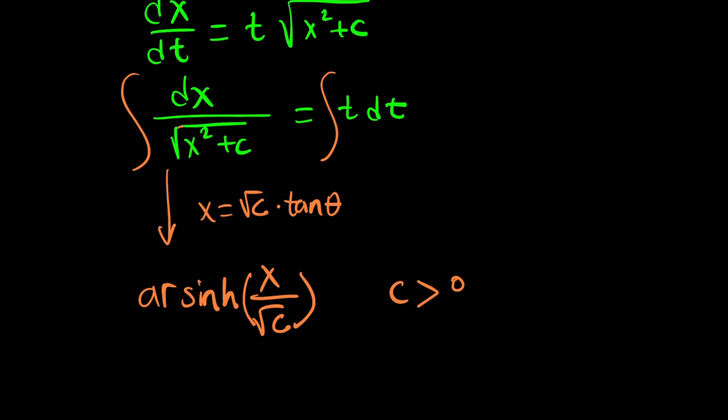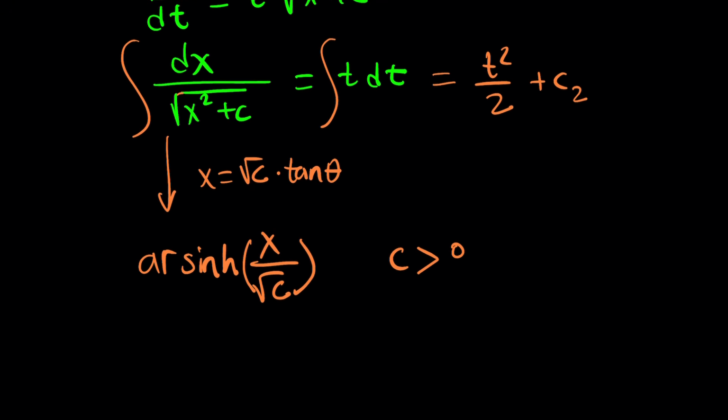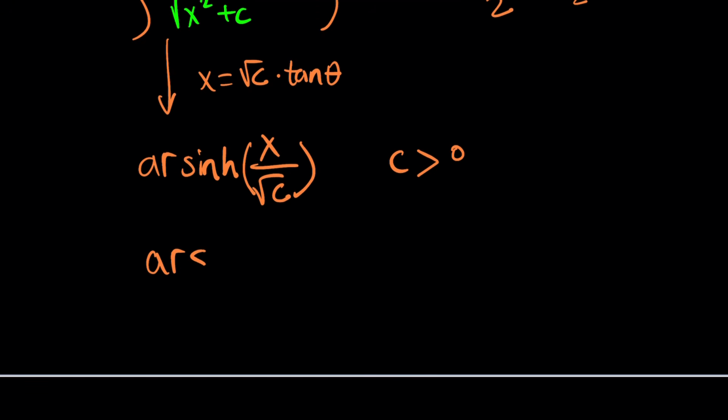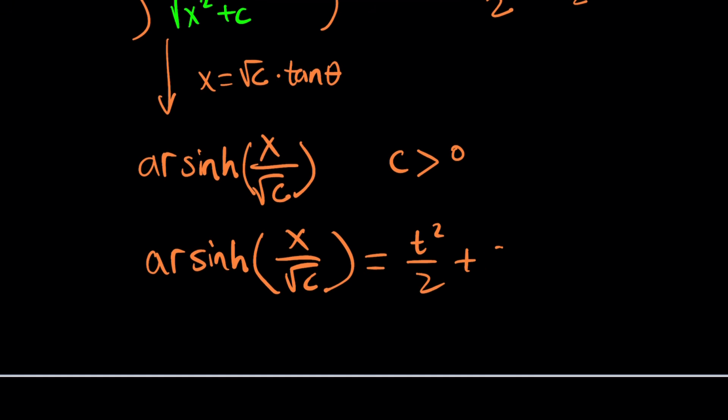What about the right-hand side? The right-hand side is actually pretty easy. You can just integrate it with respect to t, squared divided by 2, and let's just go ahead and add c sub 2 here, because remember we used c sub 1 before. So from here, we can put these two things together: r sine h of x over the square root of c, which is the integral from the left-hand side, equals t squared over 2 plus c2.